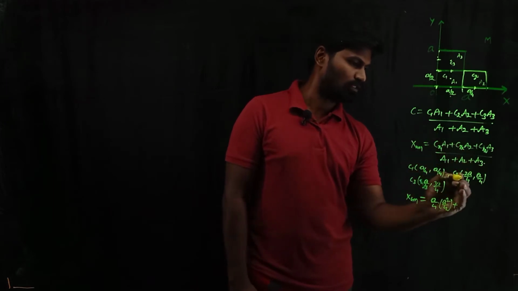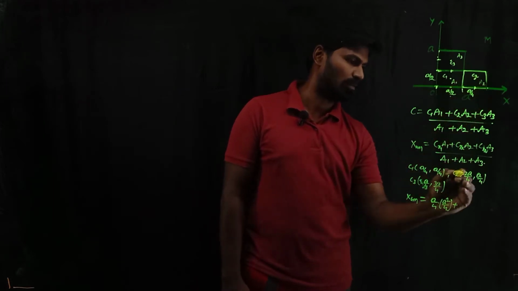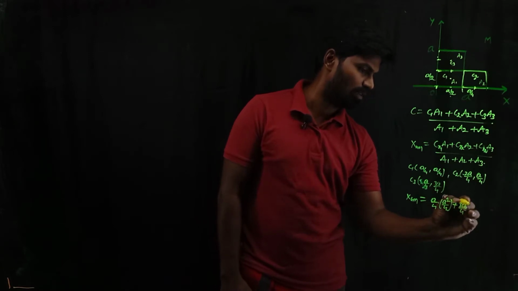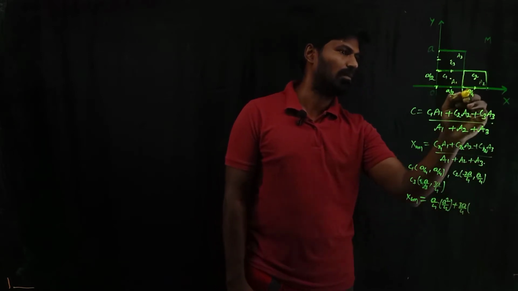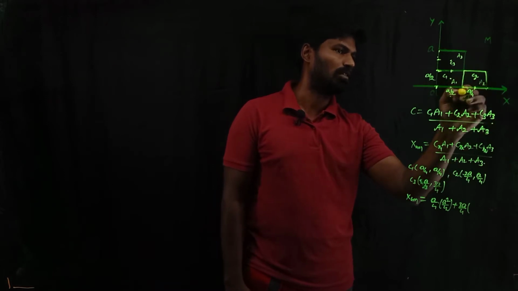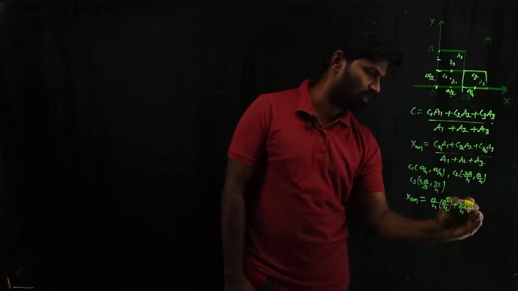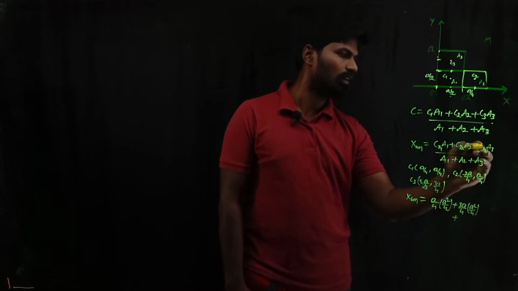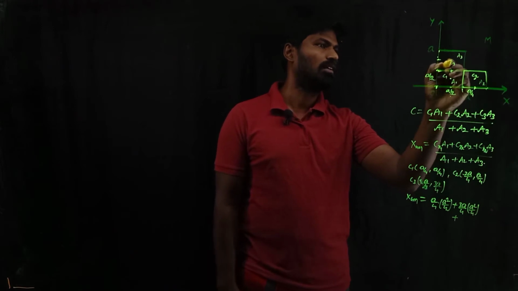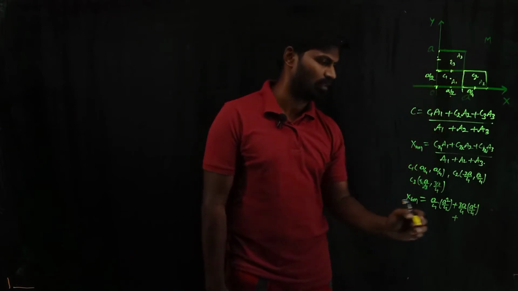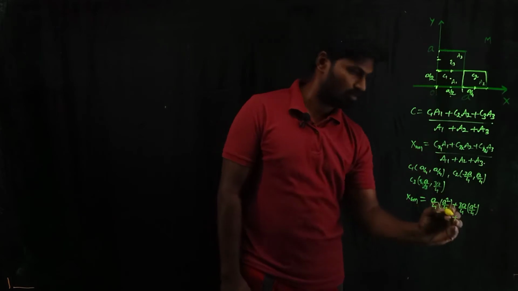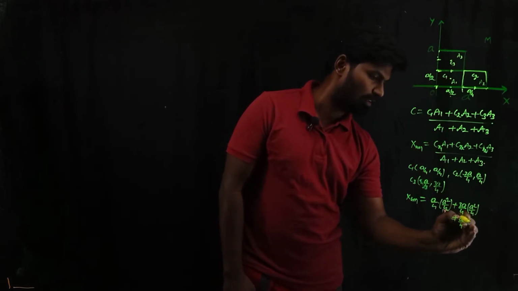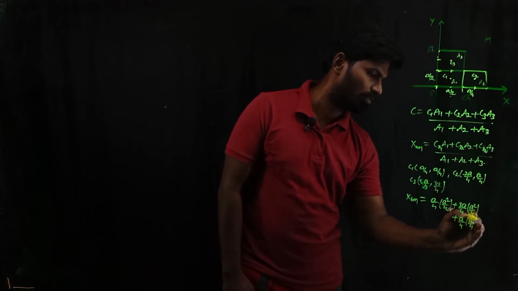And Cx2, the x coordinate of center of mass of the second plate, is how much? 3a divided by 4. So 3a divided by 4 into, what is the area of the second plate? A by 2 into a by 2. Length and breadth are both the same. A square divided by 4. Plus, for Cx3, the x coordinate of center of mass of the third plate is how much? X coordinate a by 2. A divided by 4 into area, which is how much? A square divided by 4.